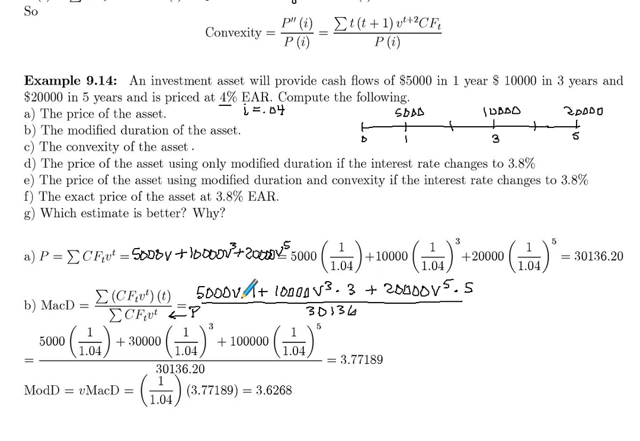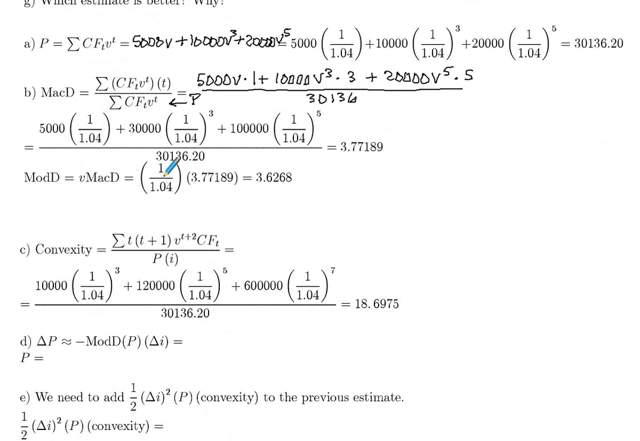So now all we have to do is plug in our discount factor to get a numerical value for this. And I did that here. So 1 over 1.04, 1 over 1.04 cubed, and then 5th power. And we get a Macaulay duration of 3.77189. And then remember that modified duration is just v times the Macaulay duration. So we just take that discount factor 1 over 1.04 and multiply it by our 3.77189, just comes down here, and we get a modified duration of 3.6268. So there's our modified duration.